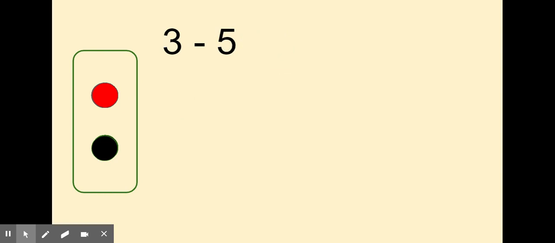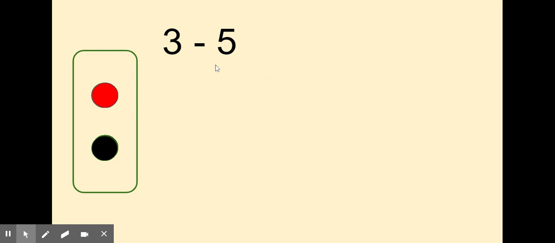So we have 3 minus 5, and I really do mean it in that order, not 5 minus 3. That would be written in a different order. This is I have $3 and I have to give somebody 5. I don't have enough. I'm actually going to take away more than I have.